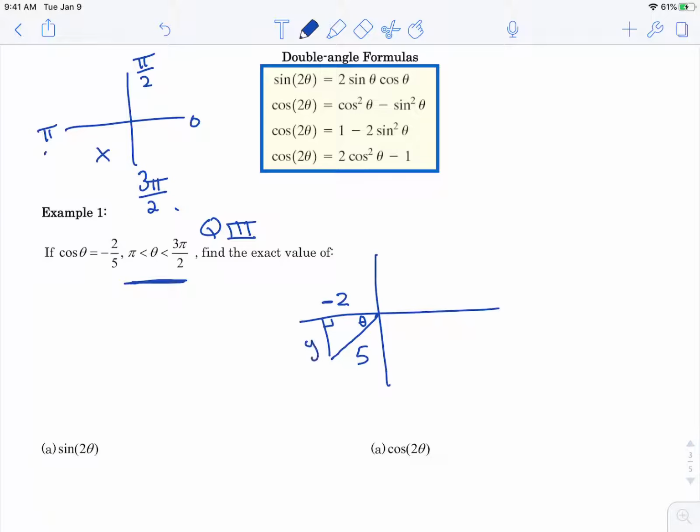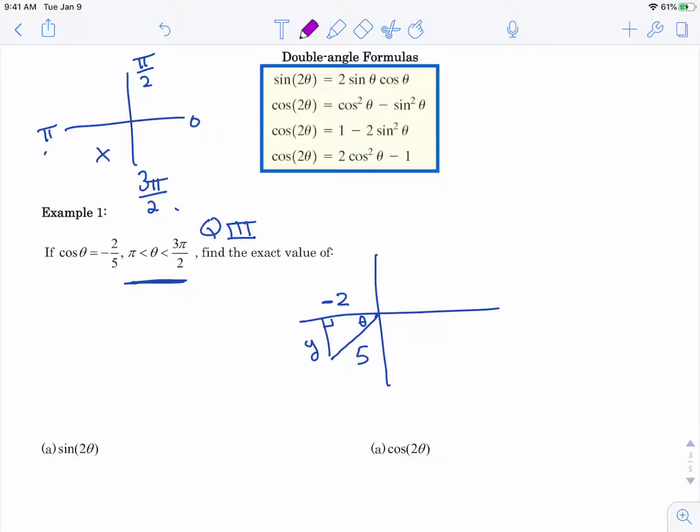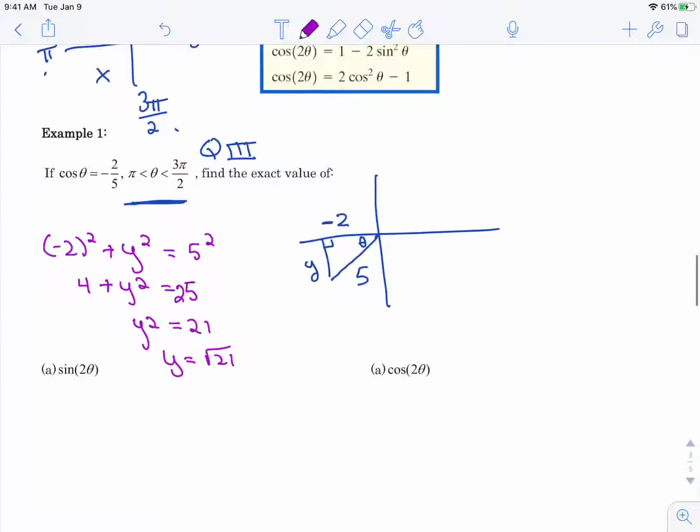Then I can find my y movement, you can call it x, whatever you like, by using the Pythagorean theorem. So I have negative 2 squared plus y squared equals 5 squared. So I get positive 4 plus y squared equals 25. Y squared equals 21, so my y is root 21. That's 7 times 3, I can't simplify it anymore, so it just stays root 21. You pay attention to which quadrant you're in, and since it's in the third quadrant, it has to be negative.